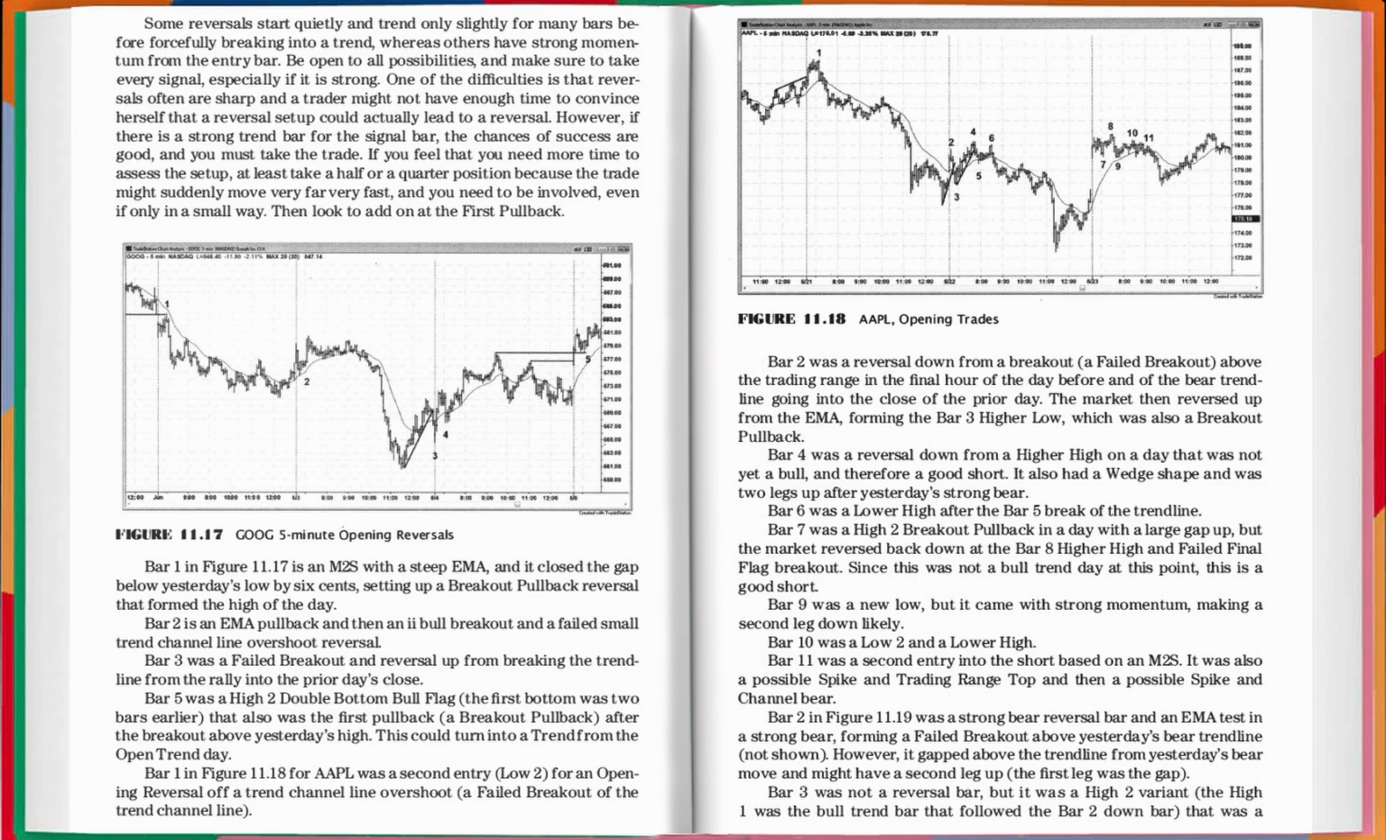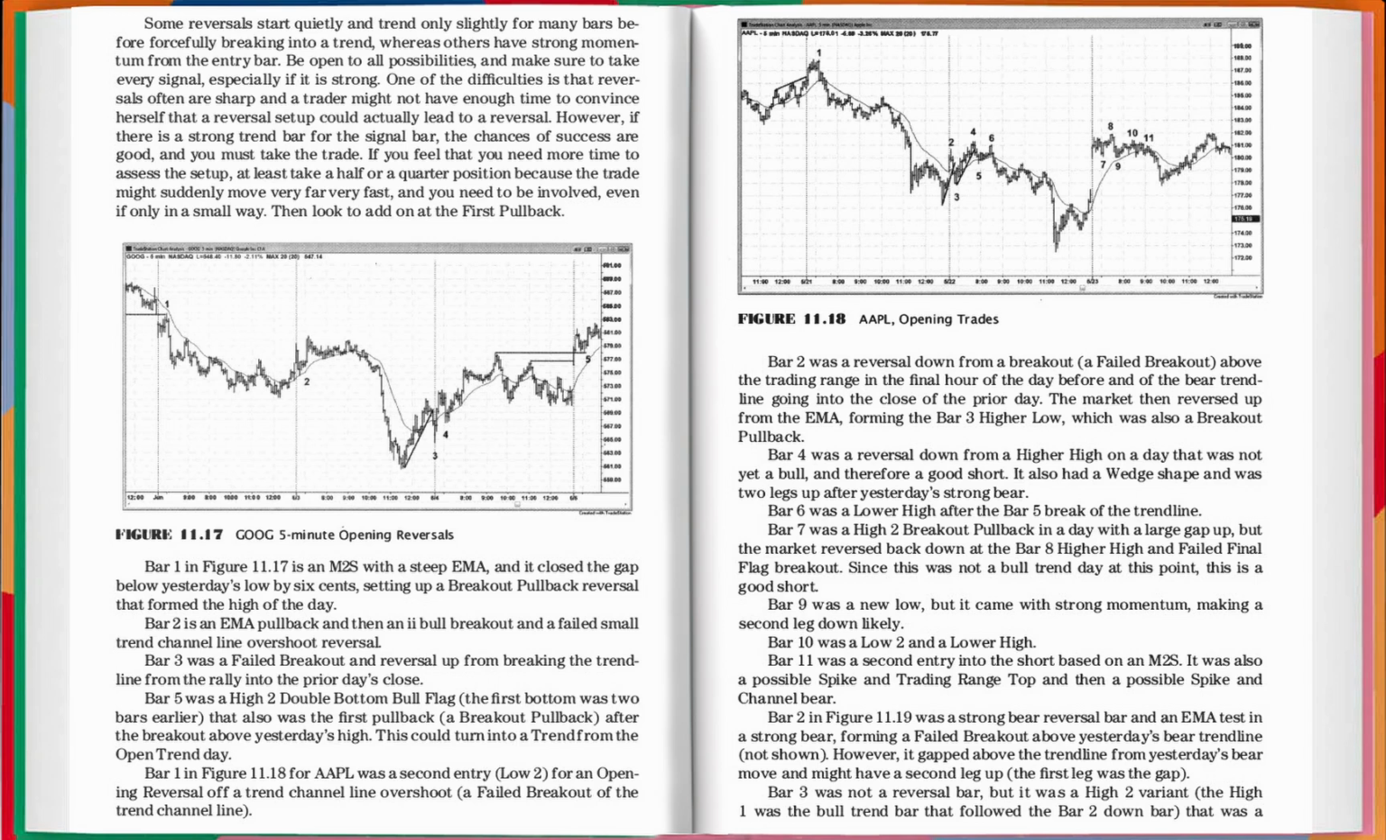That also was the first pullback, a breakout pullback after the breakout above yesterday's high. This could come into a trend from the open trend day. Bar 1 in figure 11.18 for Opal was a second entry low 2 for an opening reversal off a trend channel line overshoot, a failed breakout of the trend channel line.